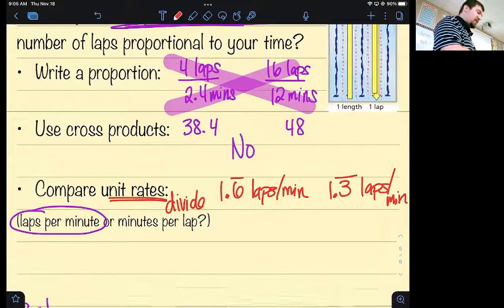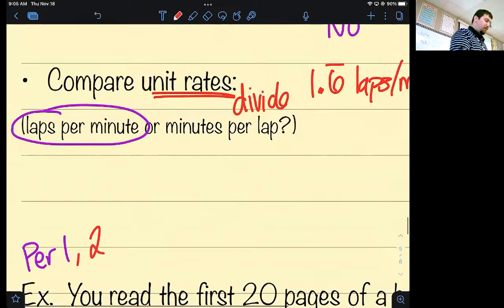All right, we'll stop right there, and you guys are dismissed. 5.1 homework is due tomorrow, and this homework's due Monday.